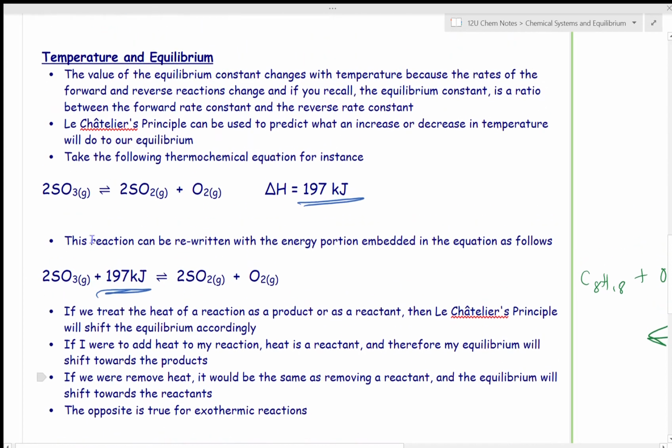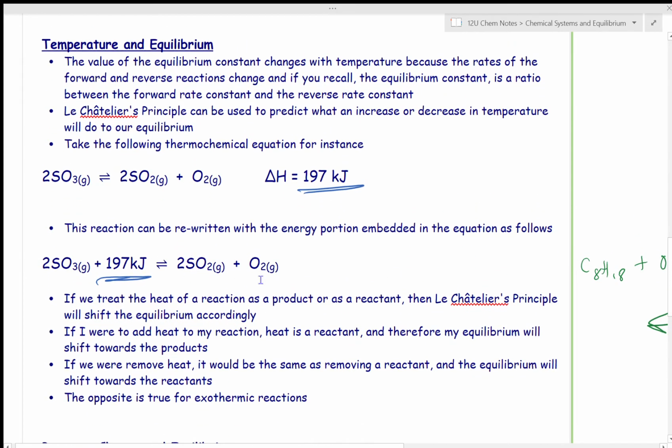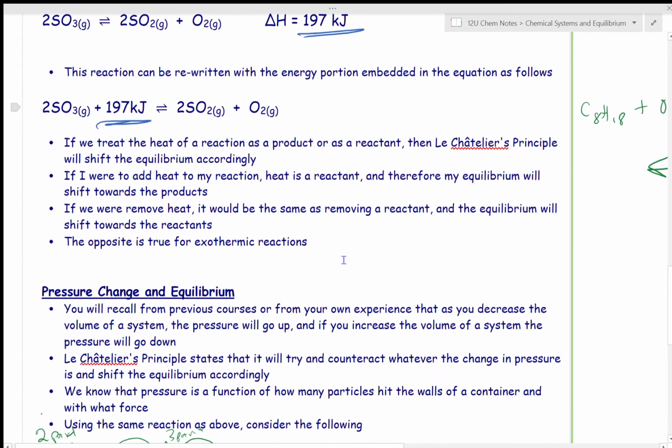So make sure that you guys have your heat term, or you just put an E if you don't know the actual value, and I'll give you an example of this a little bit later. But always put that E value where it is in the thermochemical equation, and then treat it as a reactant or a product. And I'm going to give you guys an example coming up.